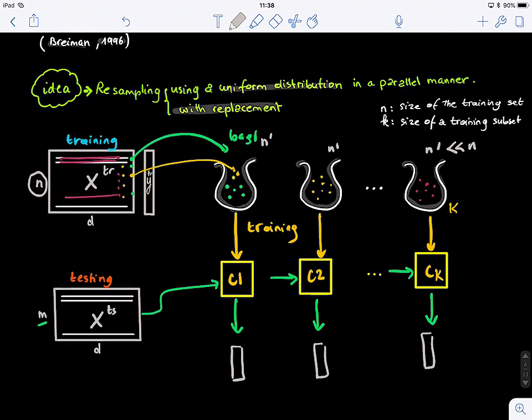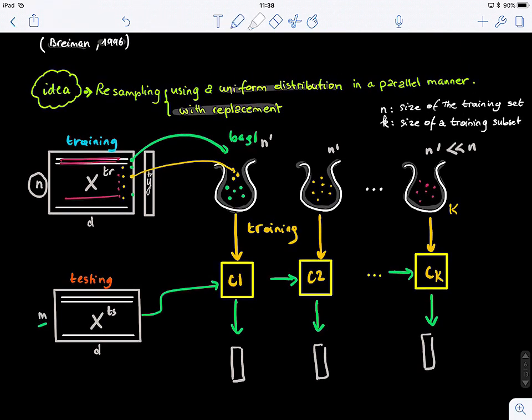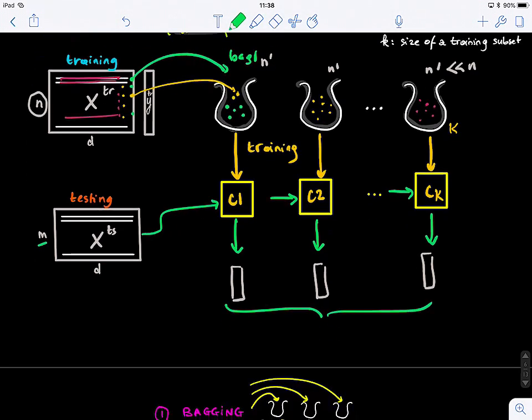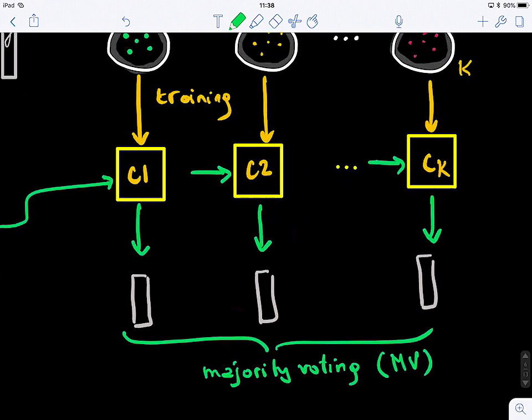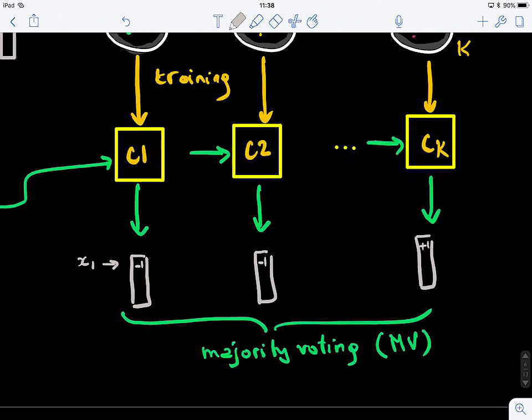Then what bagging uses as an aggregation strategy is majority voting. So here, the majority voting technique, MV, is the ensemble aggregation method for bagging. And what does this do? Basically, let's say, for example, in the first bag, we have a -1 label for the first testing sample, X1, and +1 from another. So the majority of these classifiers agreed that the first one should be -1.